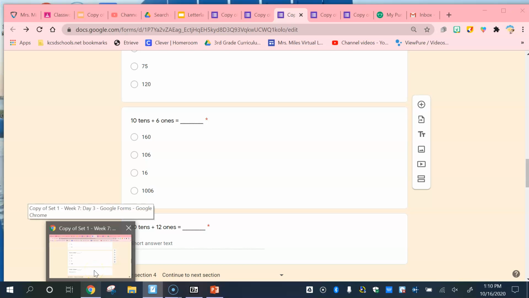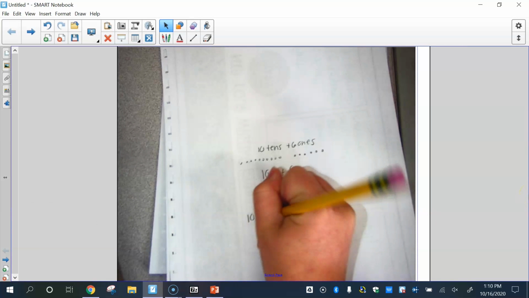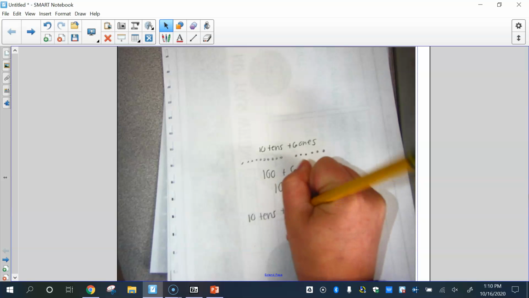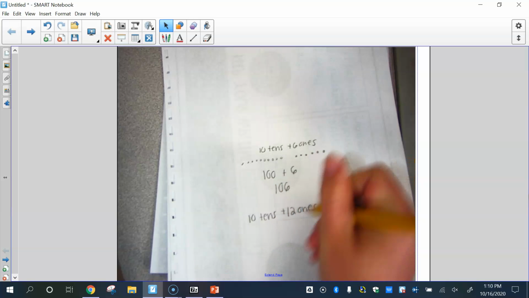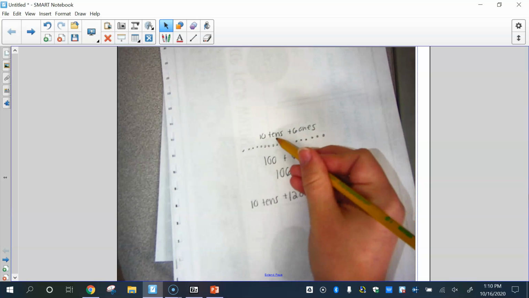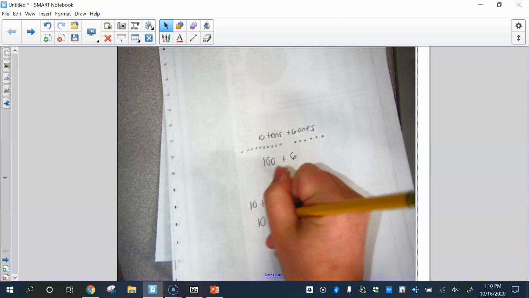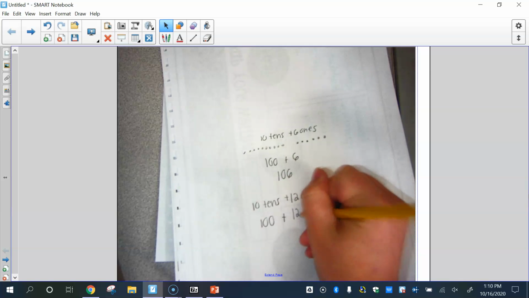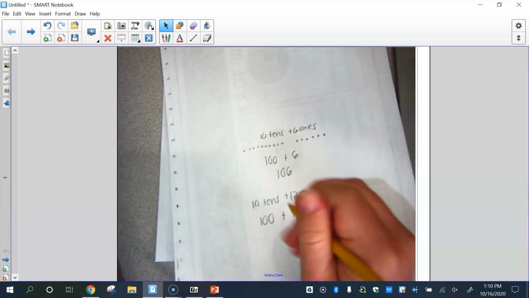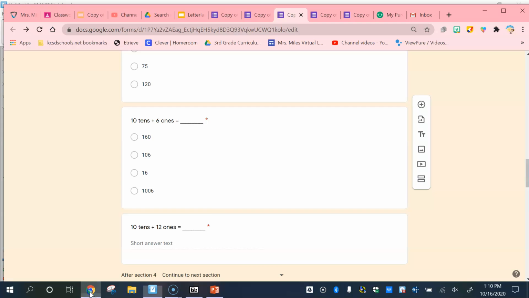Okay, the next one is 10 tens plus 12 ones. So we know 10 tens from up here equals 100. We know 12 ones is just 12. So what's 100 plus 12? 112.